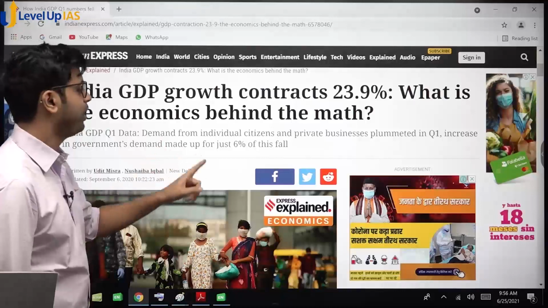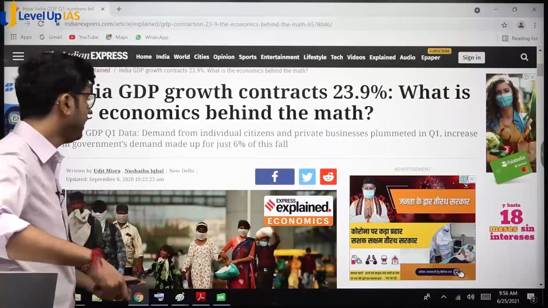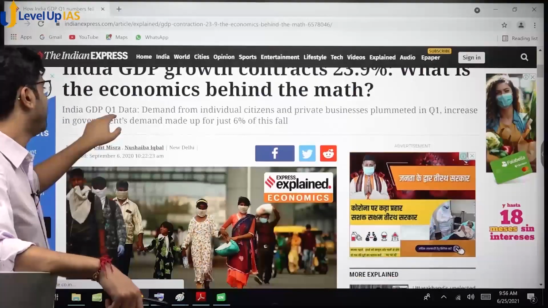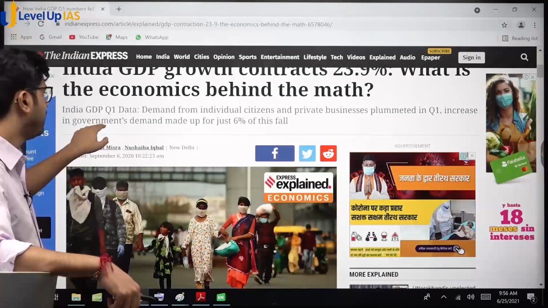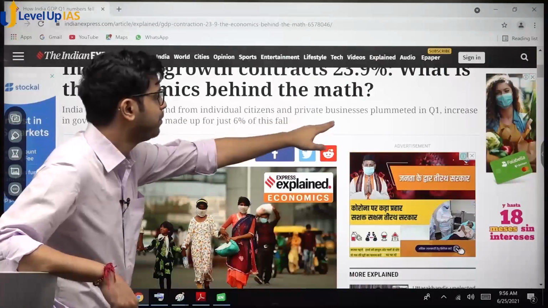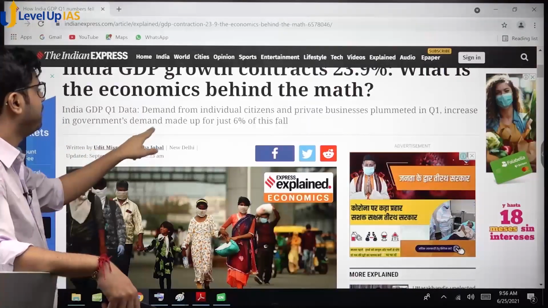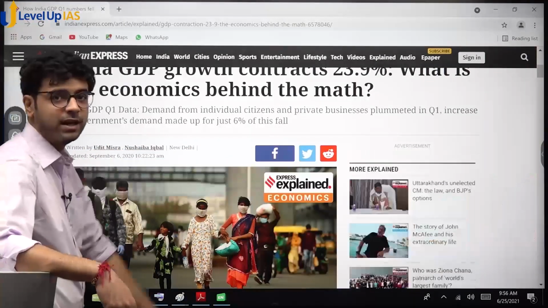India GDP growth contracts 23.9%. What is the economics behind the math? India's GDP Q1. I hope you know what Q1 means, Q1 data. Demand from individual citizens and private businesses plummeted in Q1. Plummeted means fell down. Increase in government's demand made up just for 6% of this demand.